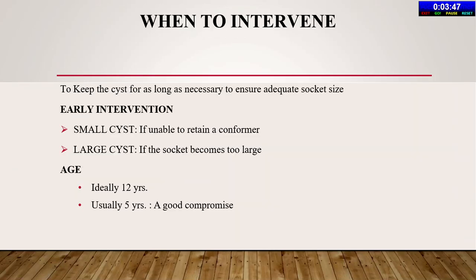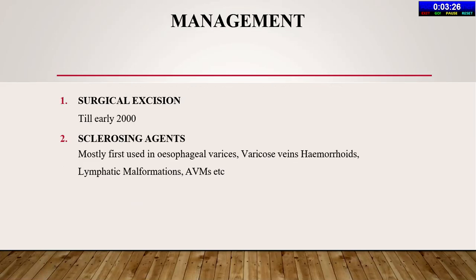The principle behind the intervention is to keep the cyst as long as necessary to achieve adequate socket size. The ideal age is 5 years, and early intervention is needed in the case of a small cyst if it is unable to retain the conformer. In the case of a large cyst, the socket becomes too large and it is difficult to accommodate the conformer. Before 2000, surgical excision was the only option. Later on, sclerosing agents came into place.